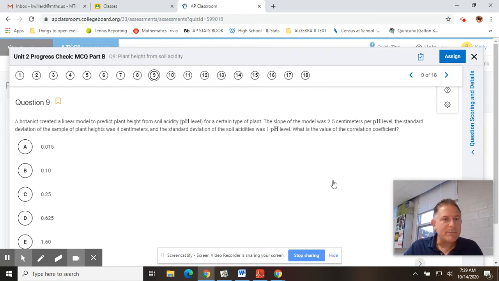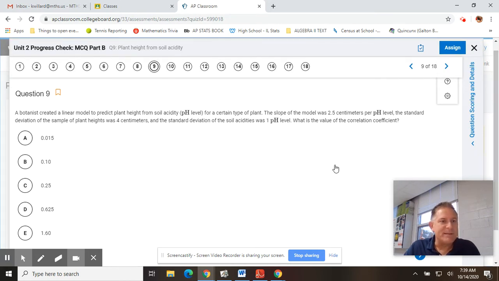I also picked out number 9 as one I wanted to talk about. It says a botanist created a linear model to predict plant height from soil acidity. Sometimes it's just hard to read these because it's topics that you're not super familiar with, so you just have to really buckle down and read them. We're predicting plant height. The slope was 2.5, the standard deviation was 4, and the standard deviation of the soil acidities was 1. So it asks you what is r.